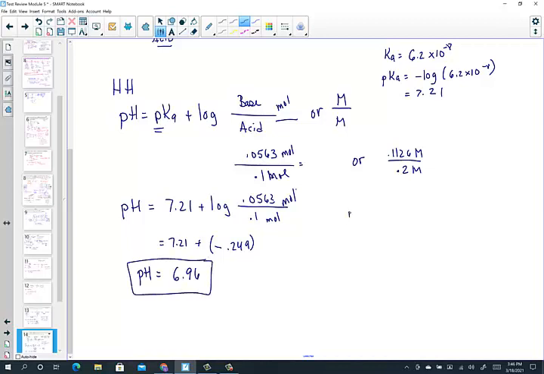And just remember, to prove it to yourself, if you had done this with molarity units instead of just mole units, you would have 0.1126 over 0.2. Whether I did a mole to mole ratio or molarity to molarity ratio, you will indeed get the same number.